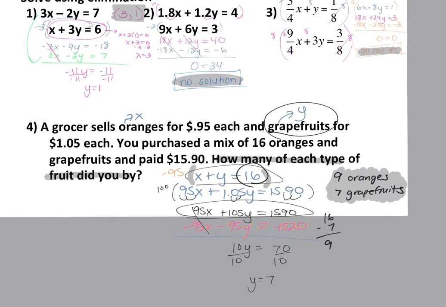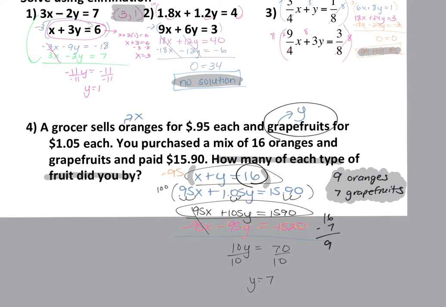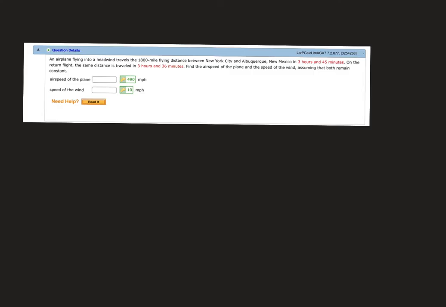Questions on the warm-up before I do that? Oh, one question from the homework. We set this up yesterday, but we'll do it again, and then we'll solve it all the way through. This is the airplane flying into a headwind, travels 1,800 miles, flying distance from New York to Albuquerque. On the way there, it takes 3 hours and 45 minutes. On the way back, it takes the same distance. So we're doing 1,800 miles both directions, 3 hours and 36 minutes.